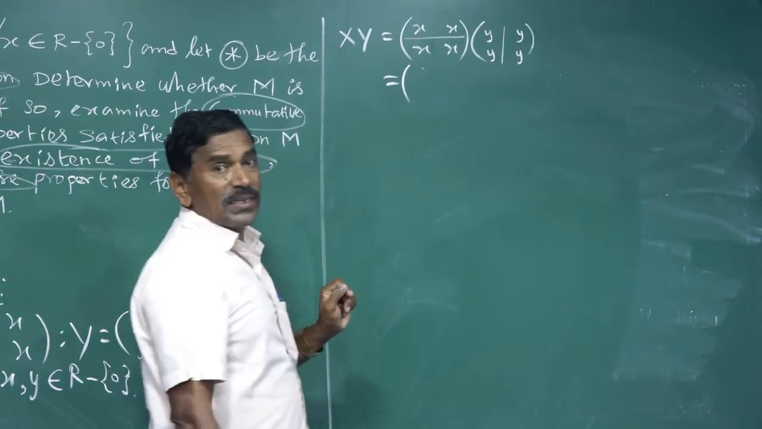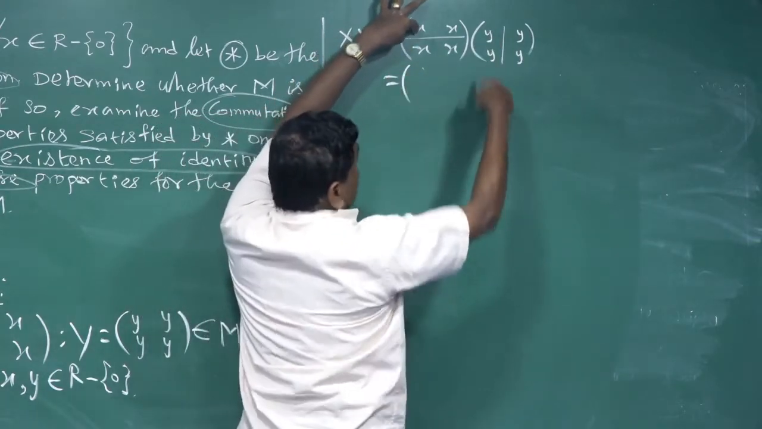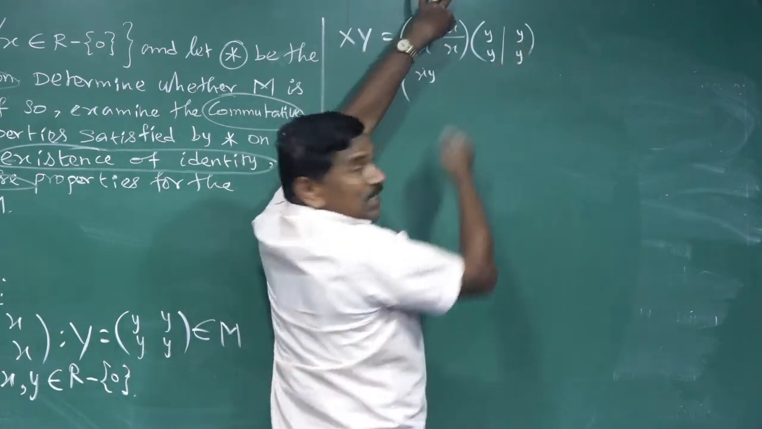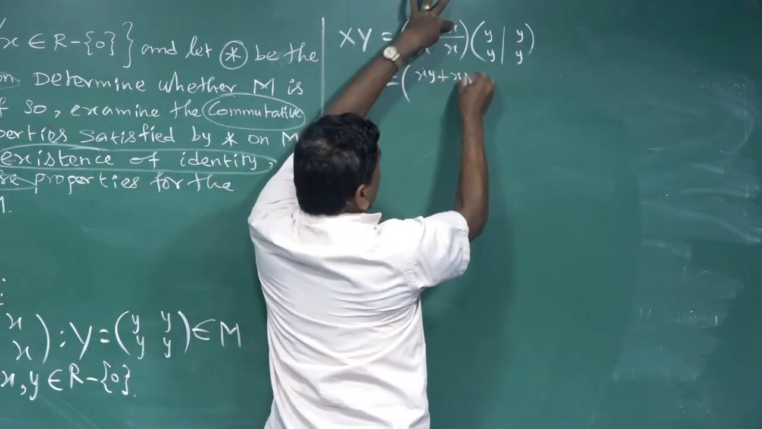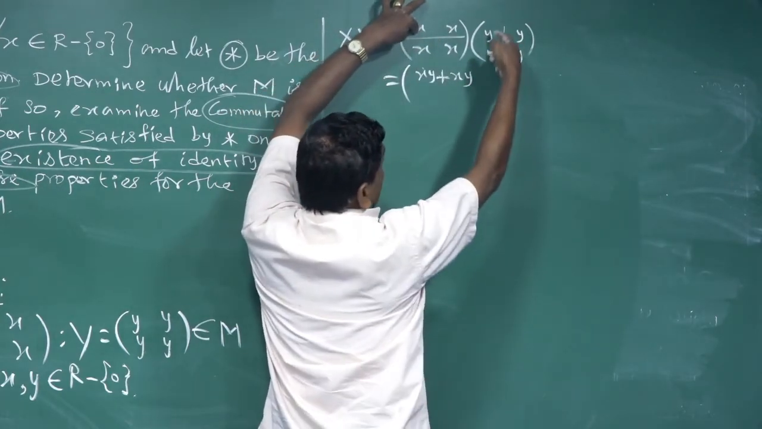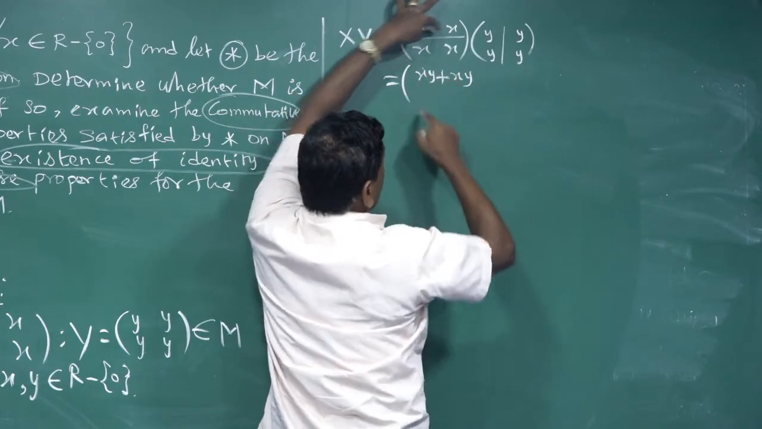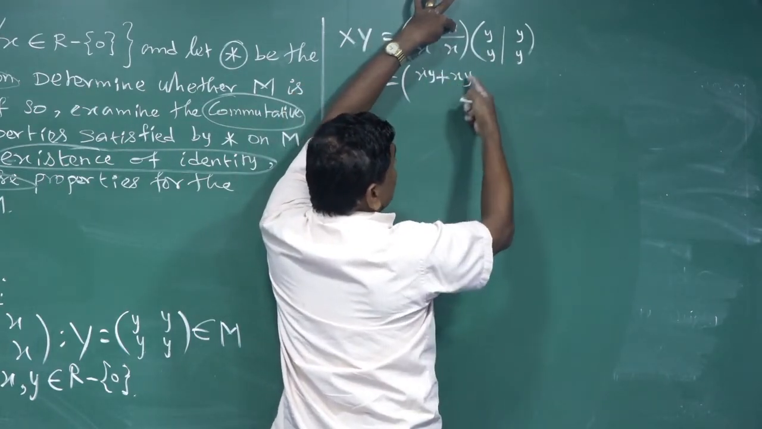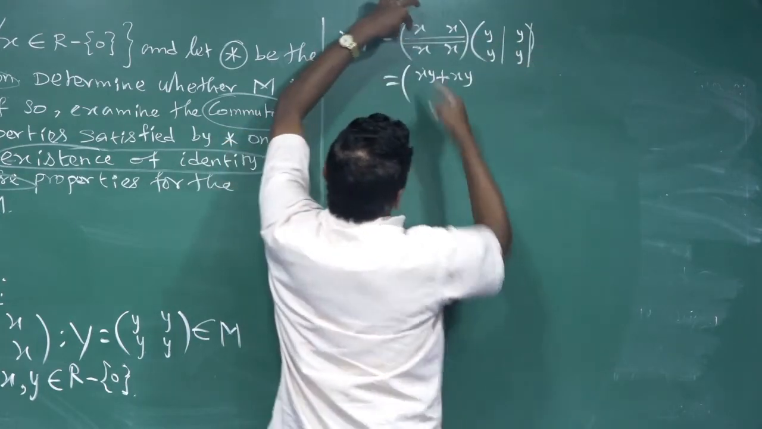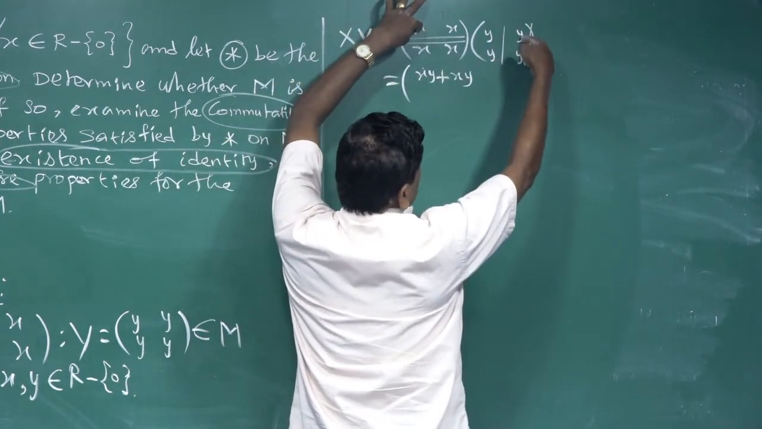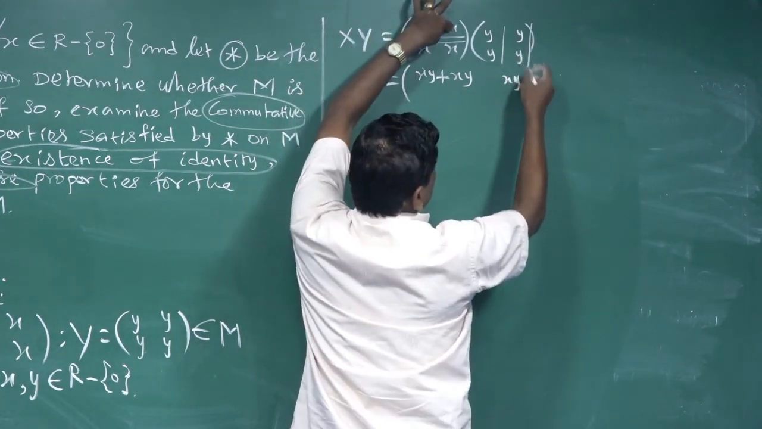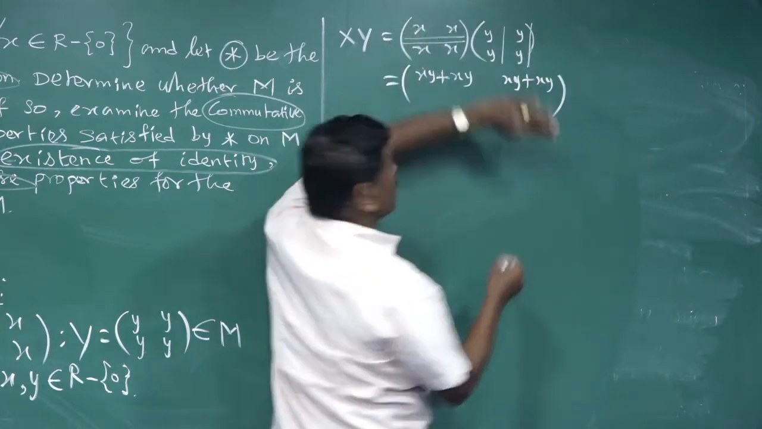Can you tell me the answer? First row into first column: first element into first element, x into y, xy. Second element into second element, plus xy. Okay, listen. Over. Now, first row into second column: first element into first element, x into y, xy. Next, second element into second element, plus xy.